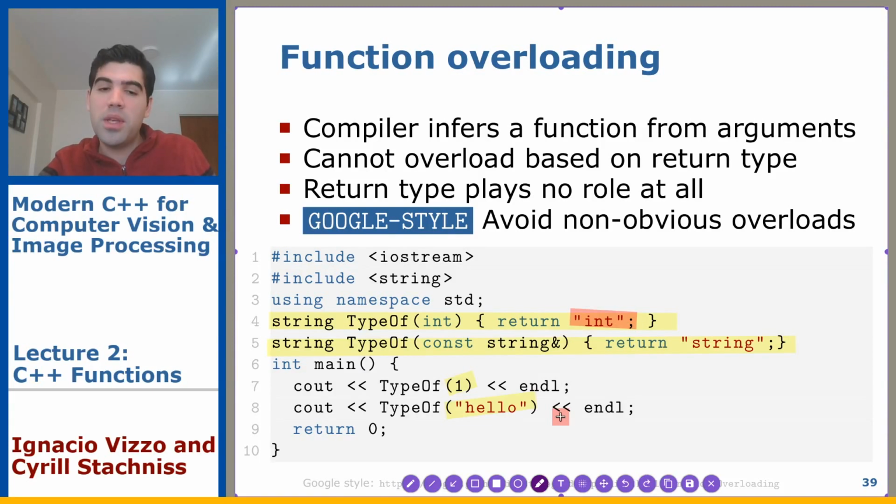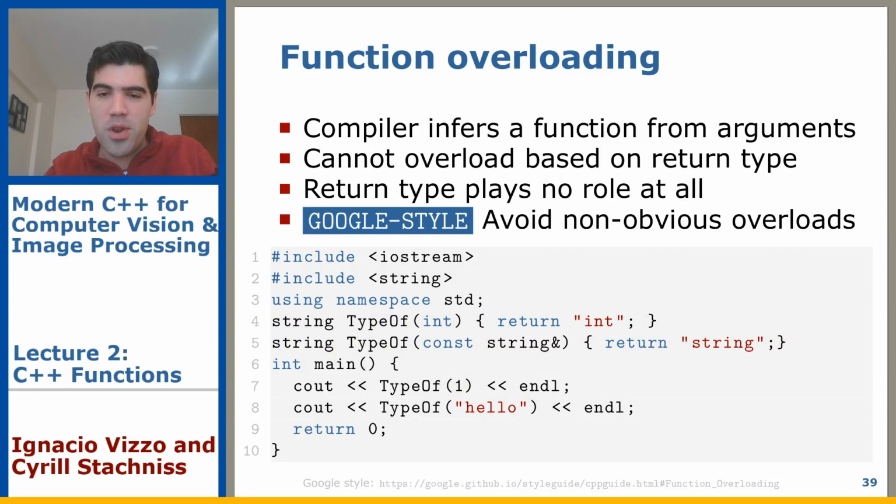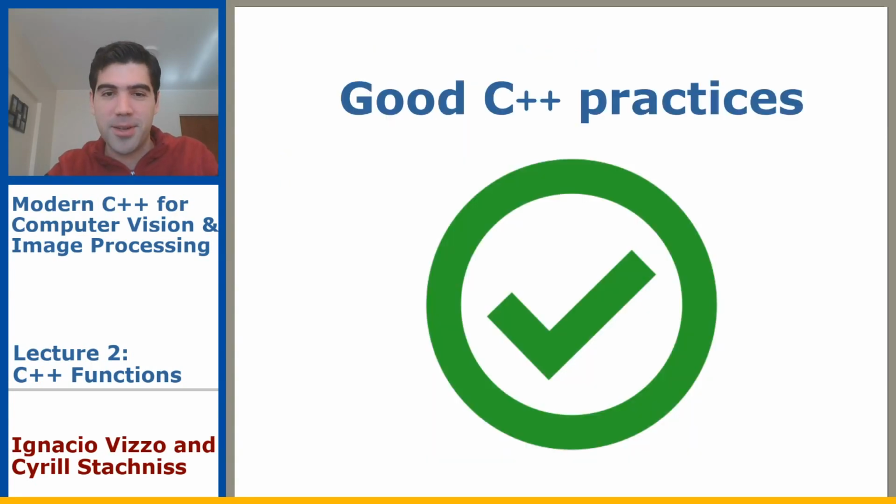If you need to do this in C, then you need to write one function called typeof integer, and another function called typeof string, and so on, right? With templates you will learn how to do this really easily with 2 or 3 lines of code, and for all the types you might encounter in your program, right?